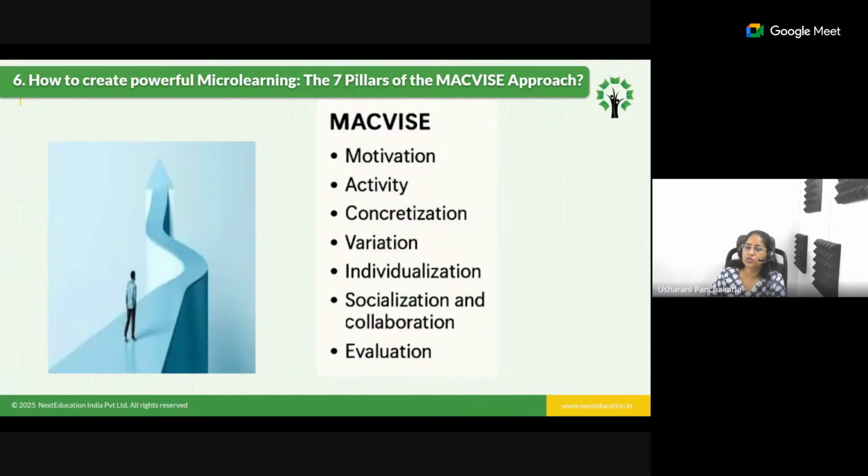So here the 7 pillars of this MACVISE approach is given, which can be incorporated when we are designing any of this content. So here one is motivation, the second one is activity, concretization, variation, individualization, socialization, and evaluation. Now coming to what each one is. If I say that the first one is about the motivation. So motivation is nothing but motivating the students. I'll just show you a video of this so that it will be more clear. Yes. So first, let me give a brief introduction of this, and then we can move on to that.